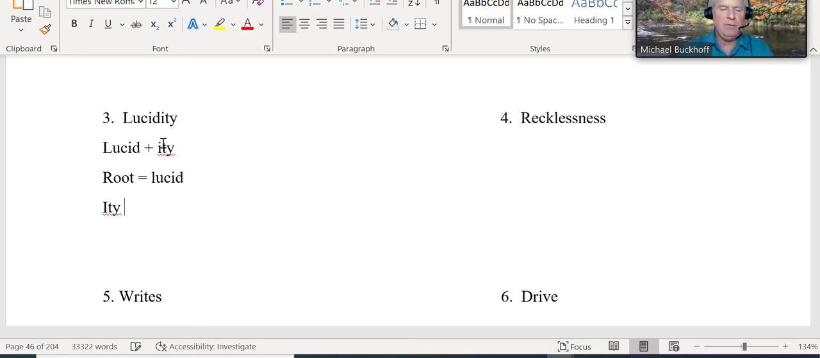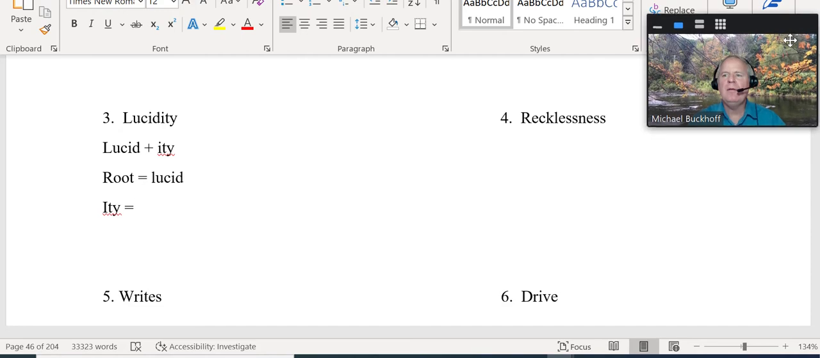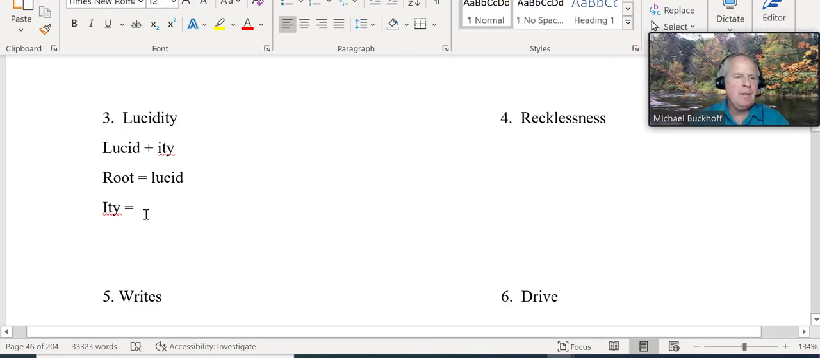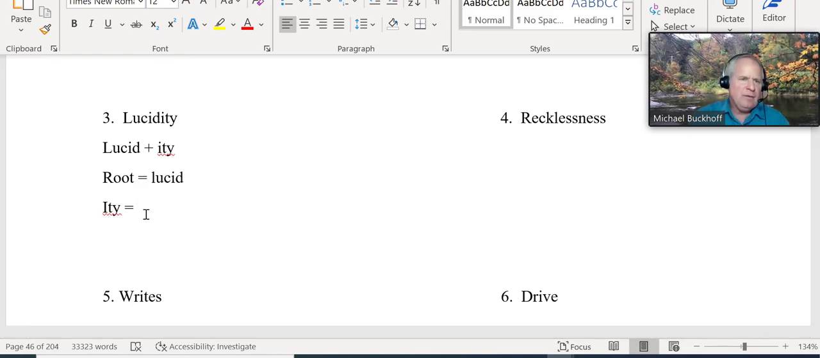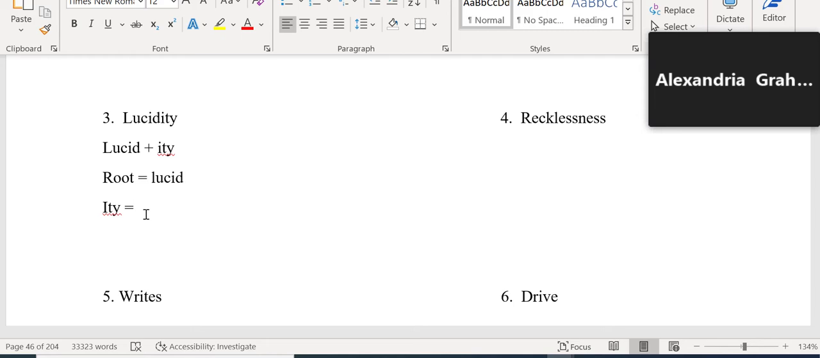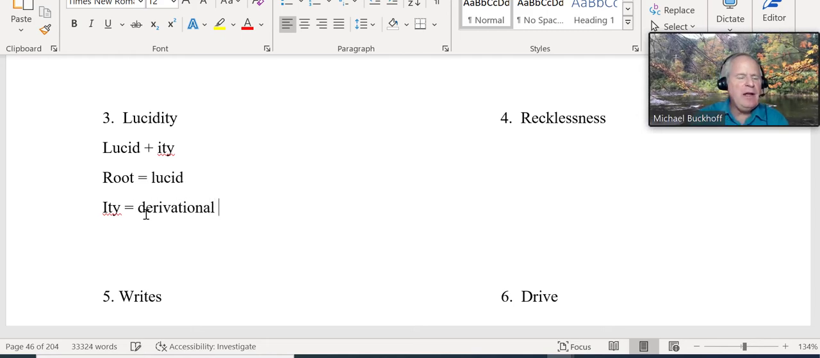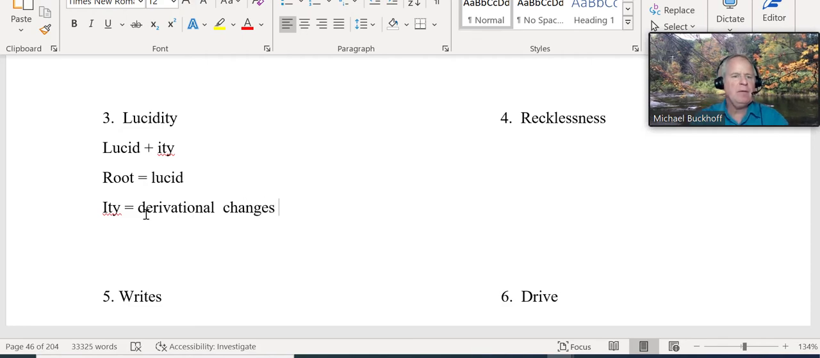What is this? Derivational or inflectional? In this case, we're going from lucid to lucidity. So I think that's probably derivational then. Exactly. And then it doesn't look like the meaning is really changing, but it changes the part of speech from what to what?